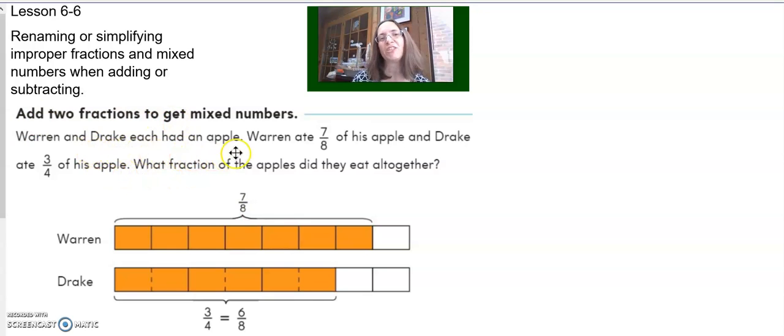So Warren and Drake each had an apple. Warren ate 7/8 of his apple, and Drake ate 3/4 of his apple. What fraction of the apples did they eat all together? Well, I might want to write this as an addition problem. So I've got Warren, he ate 7/8 here, and then I've got Drake, and he ate 3/4.